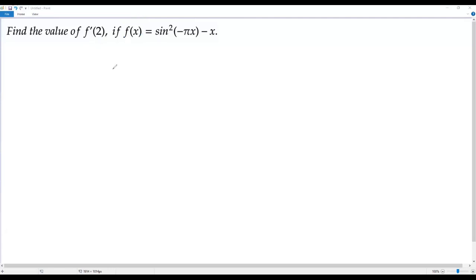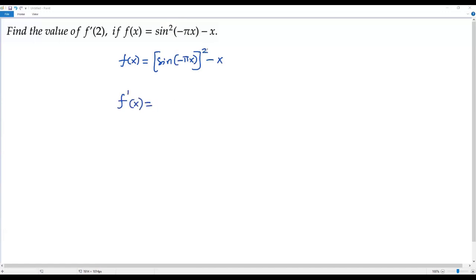prime of 2. Okay, now our first work is to get f prime of x, that is the first derivative of the given function. Before I find the first derivative, let me make some changes in the given function. Let me write f of x on the left side. Instead of writing sine squared of negative pi x, I'm writing sine of negative pi x, the whole squared. Okay, now let me find the first derivative, that is f prime of x equals.